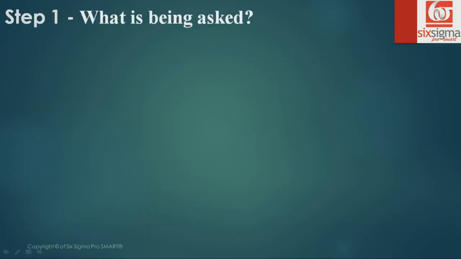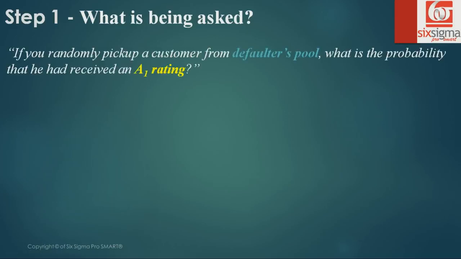Step 1. What is being asked? Let's first be clear about what is being asked and let's make a note of it. This portion of the problem says, if you randomly pick up a customer from the defaulters pool, what is the probability that he had received an A1 rating? And if we were to write it, this is what is being asked. Given that we have made our choice from the defaulters pool, what is the probability that he had a rating A1?